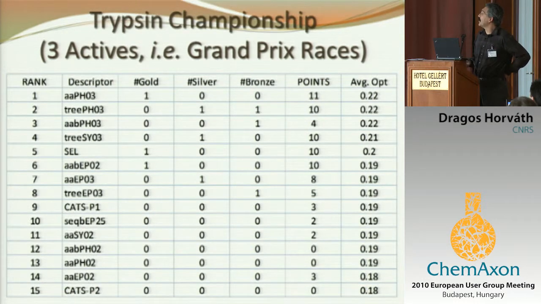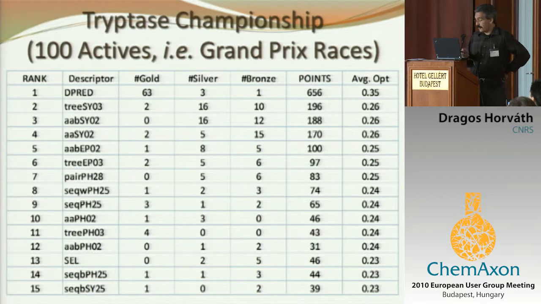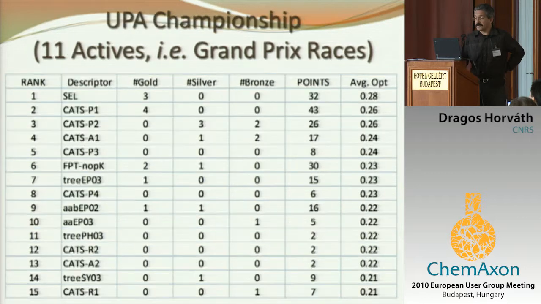Trypsin, only 3 actives, but the winners are completely different. They're pharmacophore-driven. Tryptase, well, that's a no-brainer. This was fitted for tryptase, so it obviously works well with tryptase. Then we got some symbols, we got some electrostatic potential. Urokinase plasminogen activator, again, I don't see any pattern in these tables. It would be scientifically much more rewarding if there were one, but I don't see it.